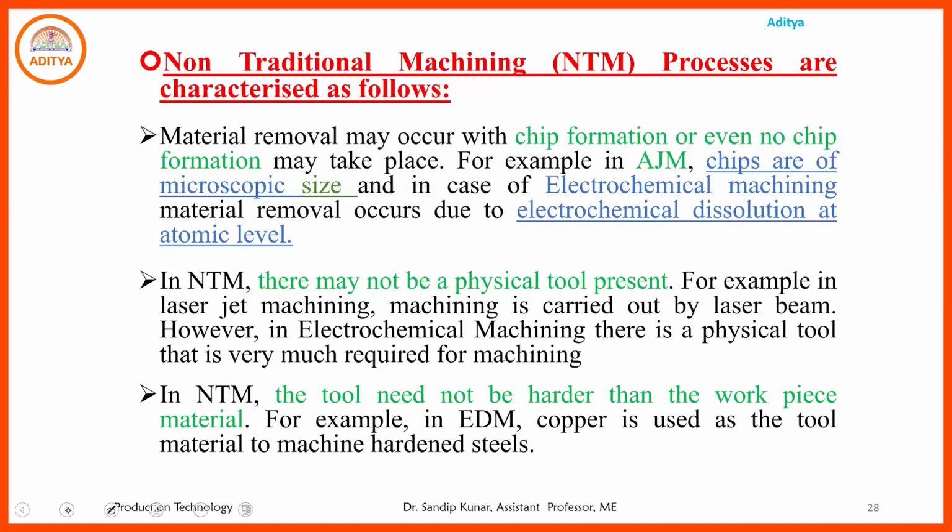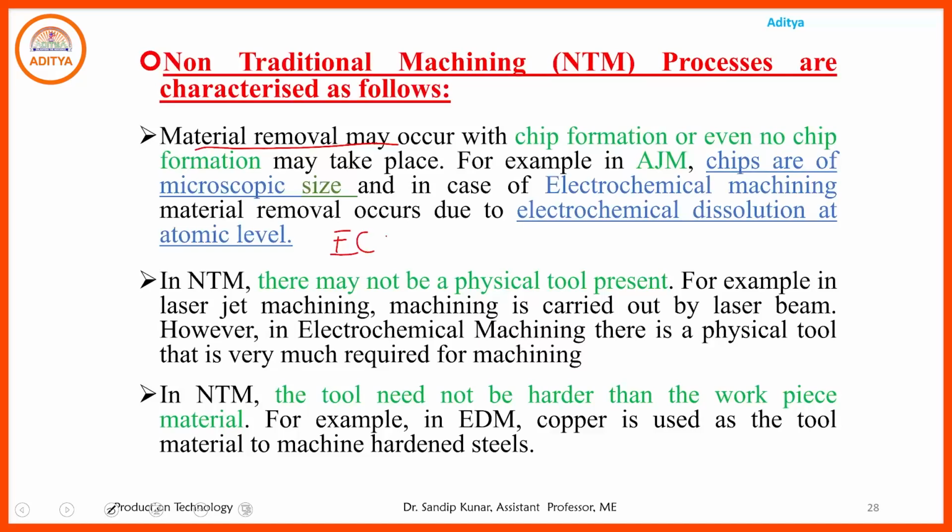What are the characteristics of non-traditional machining with respect to conventional machining processes? In non-traditional or advanced machining processes, metal is removed at the atomic level, and there is no chip formation. As an example, we take the electrochemical process, in which the metal is removed by the electrolysis method.